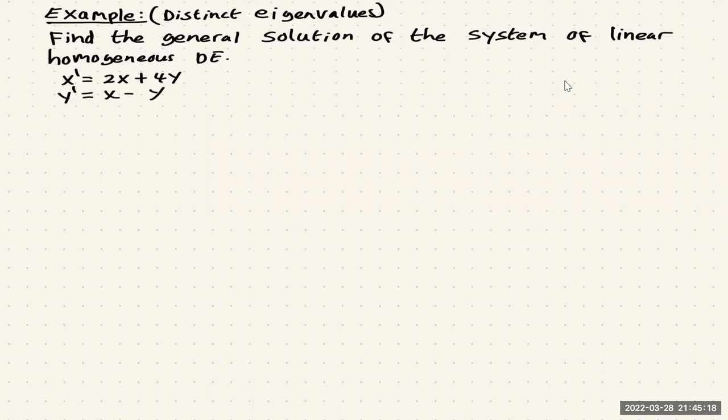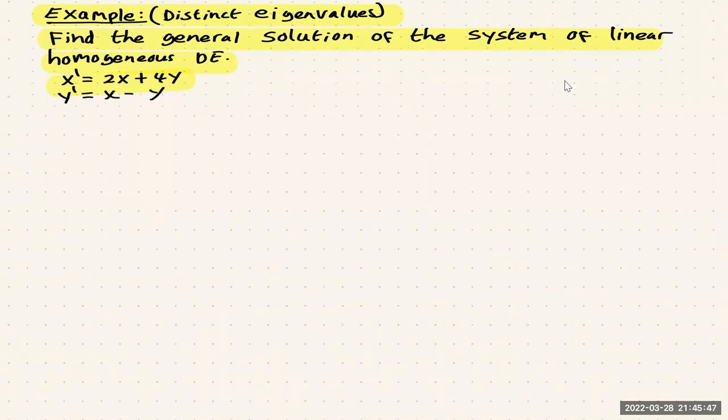Okay, so let's take a look at an example here. So our example is going to have discrete eigenvalues. I'll explain what that means in a second. So you have to find the general solution of the system of linear homogeneous differential equations. And we're given here x prime equals 2x plus 4y and y prime equals x minus y. And again, we're assuming that x and y are functions of t.